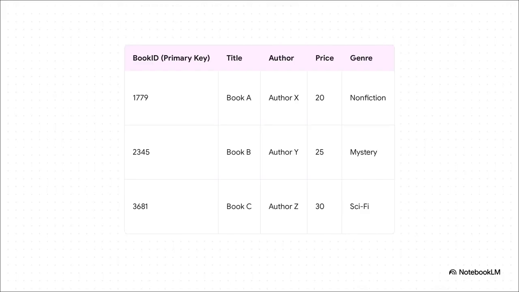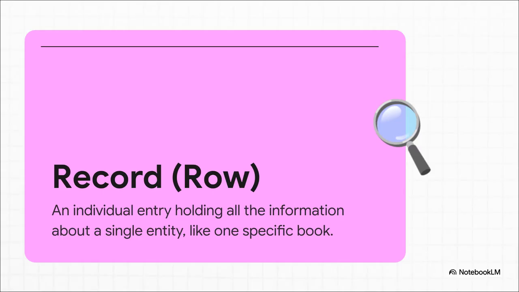All right, so columns are the categories, but what about when you look at a single row? Well, one single row is called a record. Think of it as the complete file for one specific thing. It's all the attributes bundled together for that one entity, like all the details for Book A.